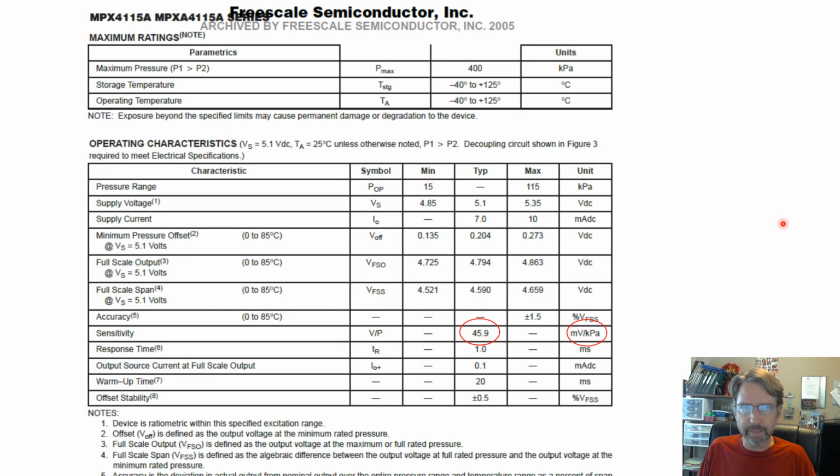So looking at our examples, this is the pressure sensor. You can see, well, here is the sensitivity, 45.9. This is the typical column. There's a minimum and a maximum for some of the other parameters. 45.9 millivolts per kilopascal. So if you change 1 kilopascal, you can expect the output to change 45.9 millivolts.